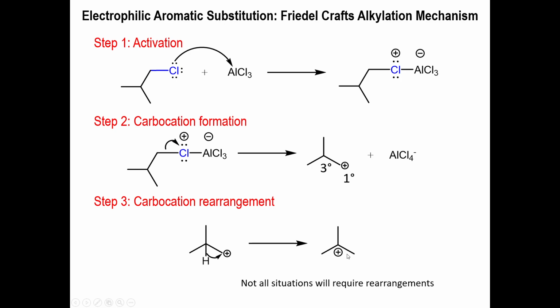And just to be fair to the reaction, this doesn't always happen. You don't always have the option of undergoing rearrangements, because maybe the carbocation you generated to begin with is the best carbocation you're going to get. So in those cases, rearrangements are not going to happen. But you still have to keep in mind that it is a possibility. So you've got to check with your neighbors, your carbon neighbors, and see what happens.